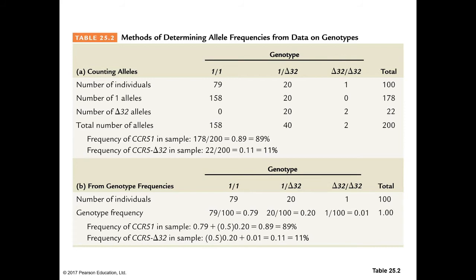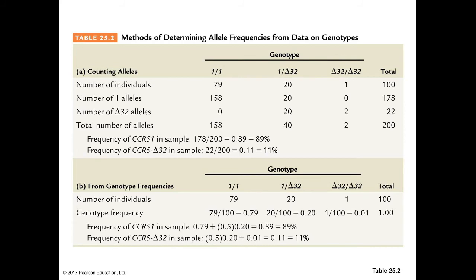What if somebody is heterozygous, and there are 20 of them? If somebody is heterozygous, they have only one copy of one allele and one copy of the other. So if you have 20 such people, how many alleles do you have? It means you have 20 of the 1 allele and 20 of the delta 32 allele.